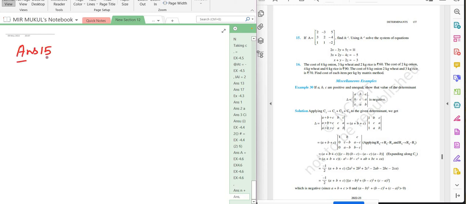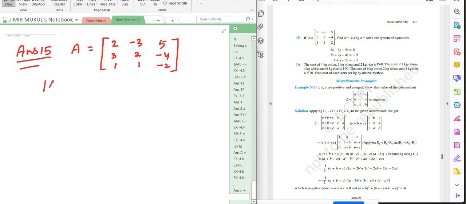Answer 15. A is given, find A inverse. Okay. So A equals 2 minus 3, 5. 3, 2 minus 4. Then 1, 1 minus 2.